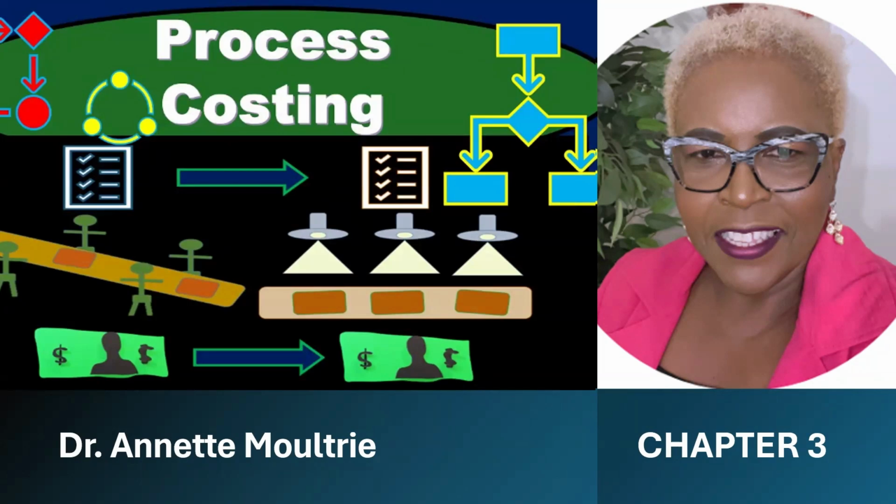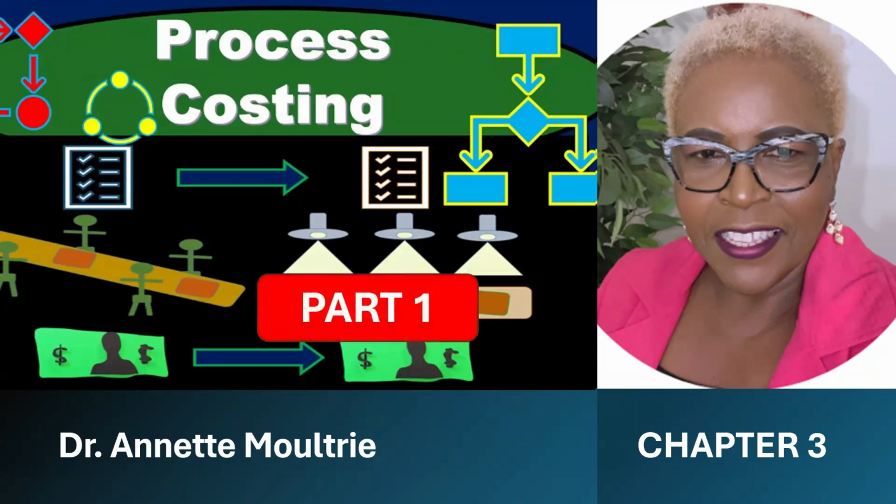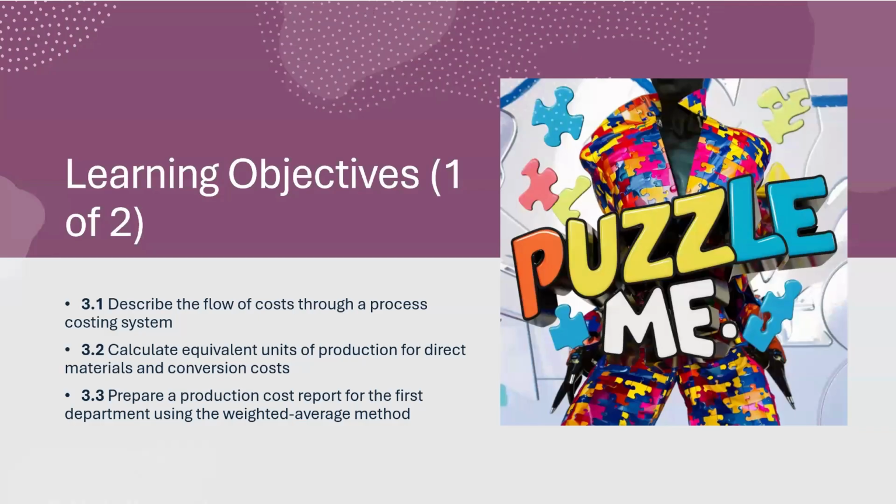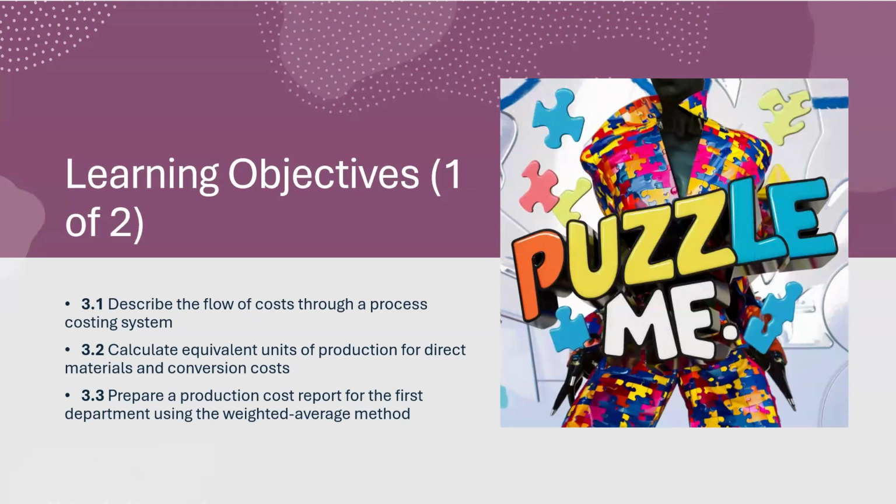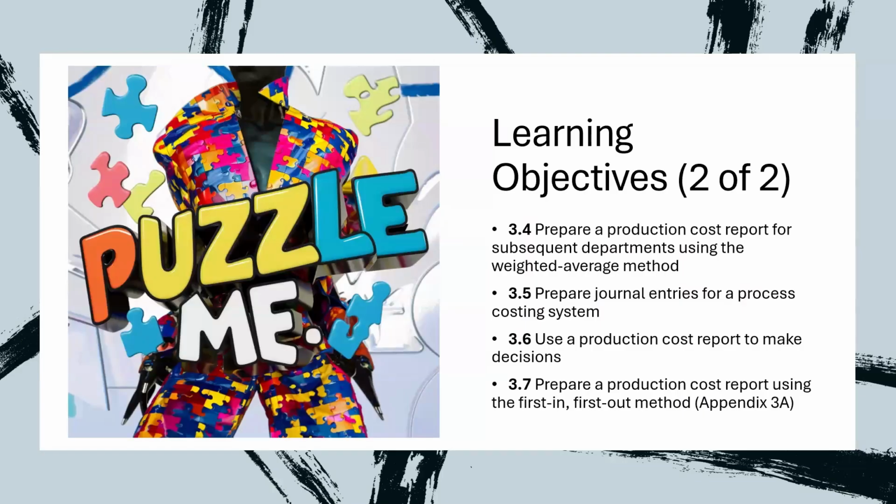Again, this is part 1 of Chapter 3. The learning objectives for Chapter 3 are: 1, describe the flow of costs through a process costing system. 2, calculate equivalent units of production for direct materials and conversion costs. 3, prepare a production cost report for the first department using the weighted average method. 4, prepare a production cost report for subsequent departments using the weighted average method.